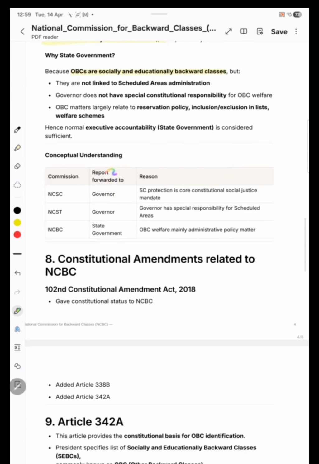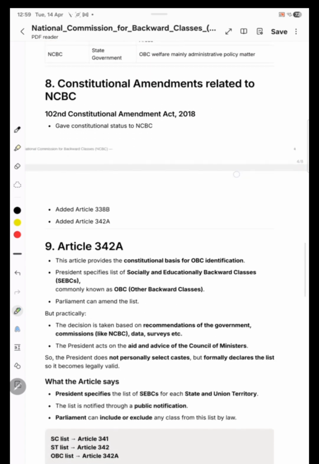Now this is a comparative table. For these two commissions, it goes to the Governor. For backward classes, it goes to the state government. Scheduled Caste protection is a core constitutional social justice mandate. The Governor has special responsibility for scheduled areas, right? And OBC welfare is mainly an administrative policy matter, right? So that is why it goes to the state government, right?